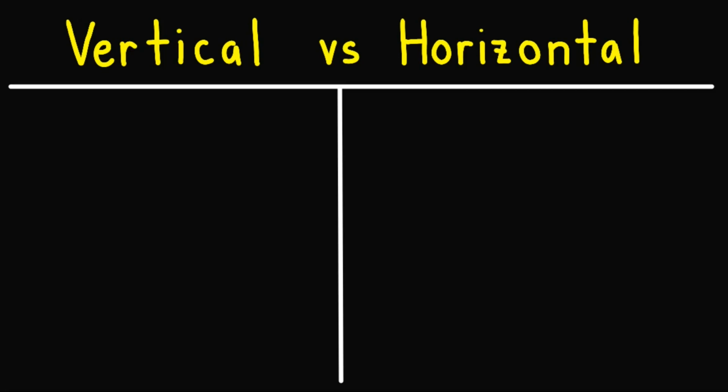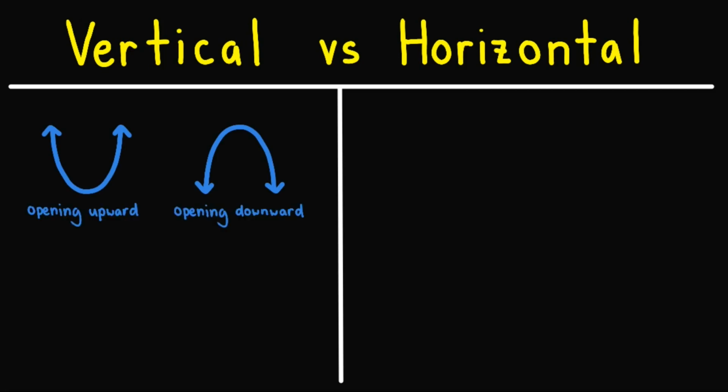So first, we know that a vertical parabola is of this form. Either it's opening upward or opening downward. When we say opening upward, it's like starting in here, it goes up. And opening downward, it's like starting out here, it goes down. So these two are vertical since it's oriented either up or down only.